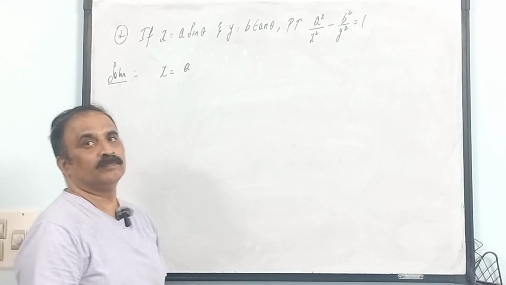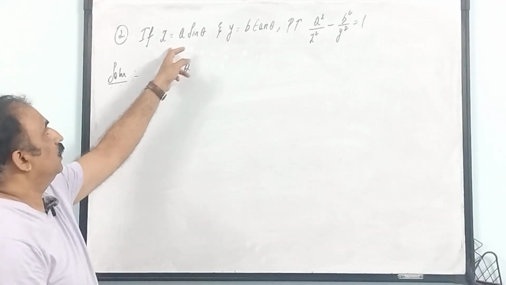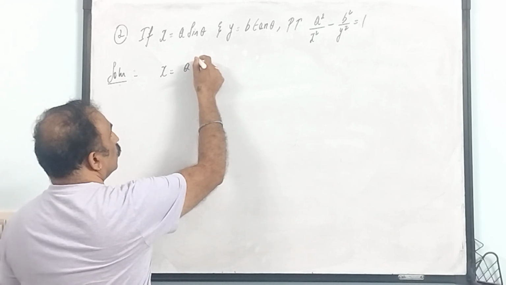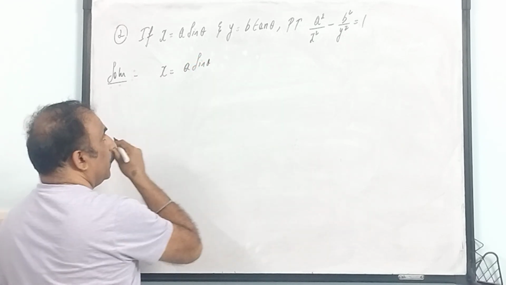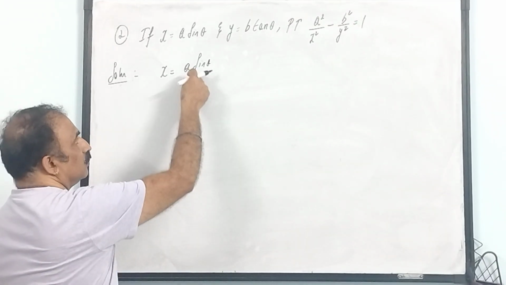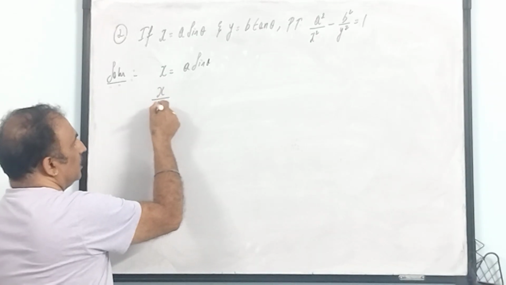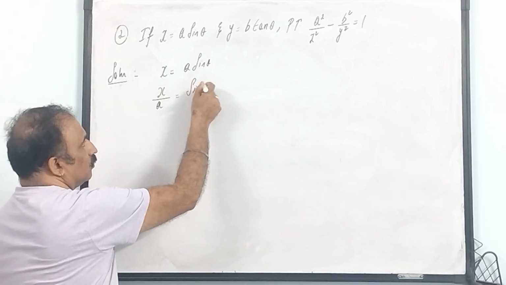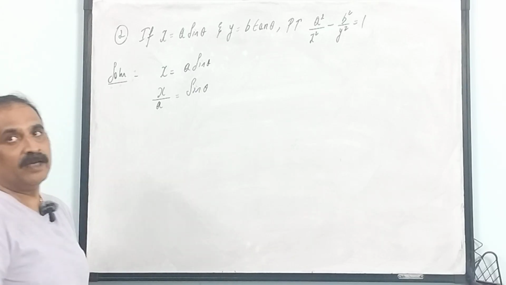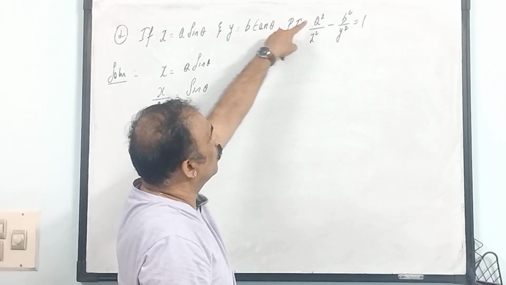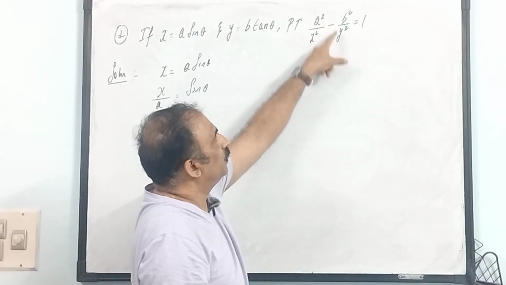So we'll take up the first condition that is given. First condition, x is equal to a sin theta. So x is equal to a sin theta is taken up. Now here it is a product, so this can be cross multiplied. That means I can write it as x by a is equal to sin theta. Now if I look into the condition, it says a square by x square, or a by x, and here it is b by y.